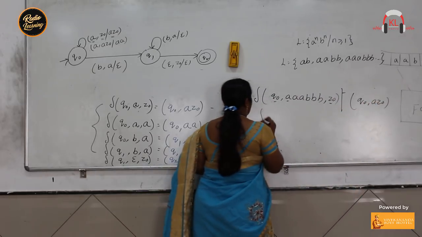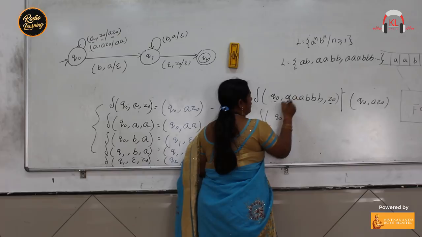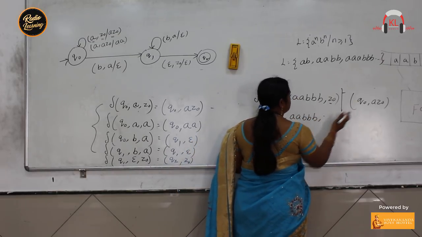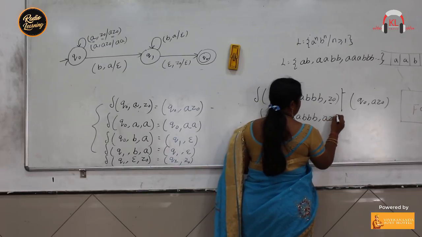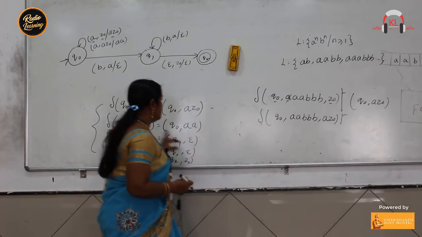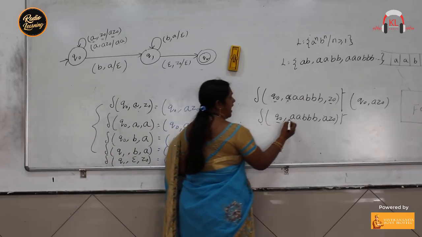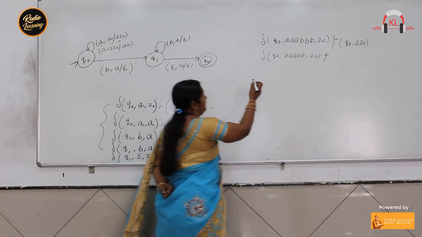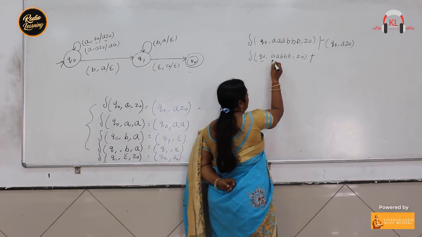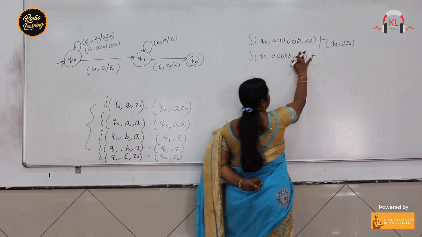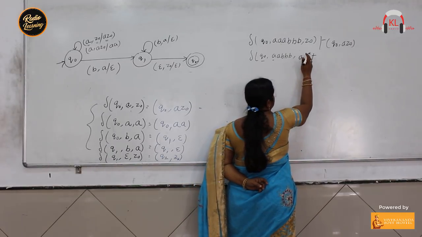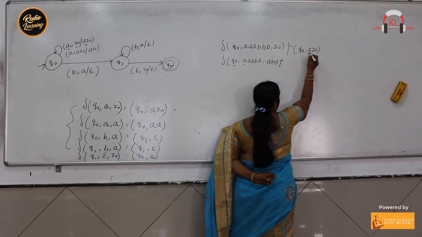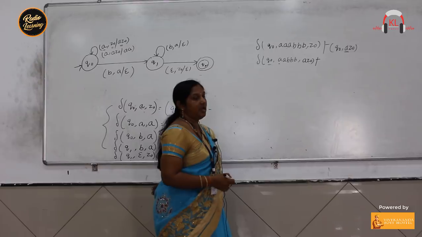Okay, over. Now this A is over and next I am having 2A's and 3B's, comma, what is the top of the stack here? A, or otherwise I am writing AZ naught. Now see, I am in Q naught and the input symbol is A and the top of the stack is A. Here I am verifying Q naught and here the input symbol A and the top of the stack here is AZ naught, because now I have the top of the stack as A. I am writing here AZ naught.